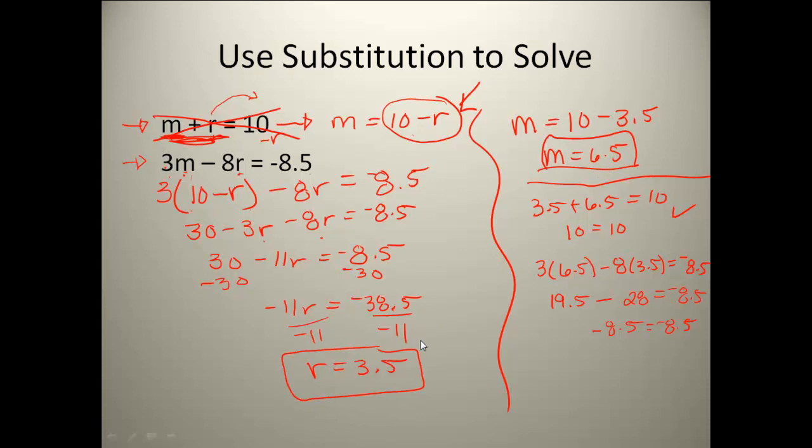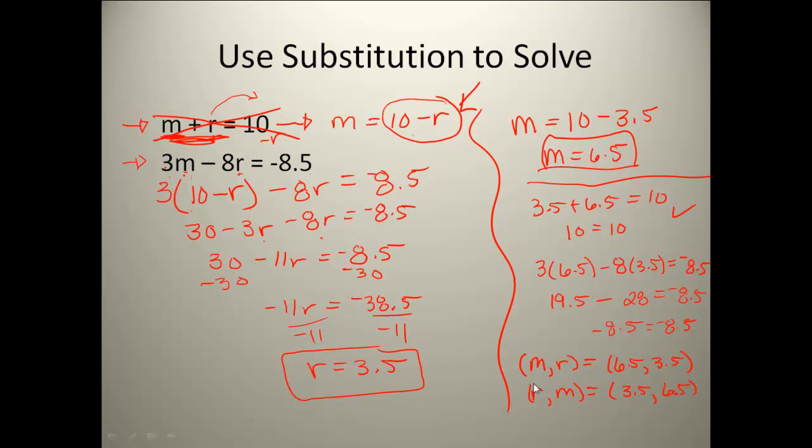Now for this one, since we don't actually know which one is our independent variable and which one is our dependent variable, it could be a little bit hard to write it in an ordered pair. So what you could do is say m comma r would equal 6.5 comma 3.5. Or let's say you wanted to say r was your independent variable. You could do r comma m is equal to 3.5 comma 6.5.